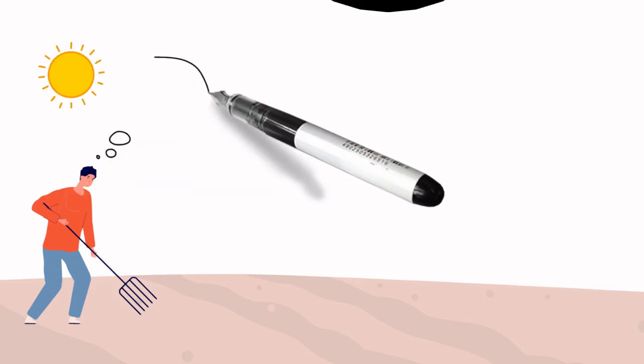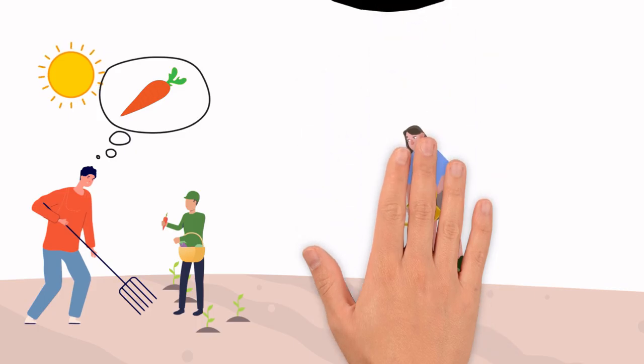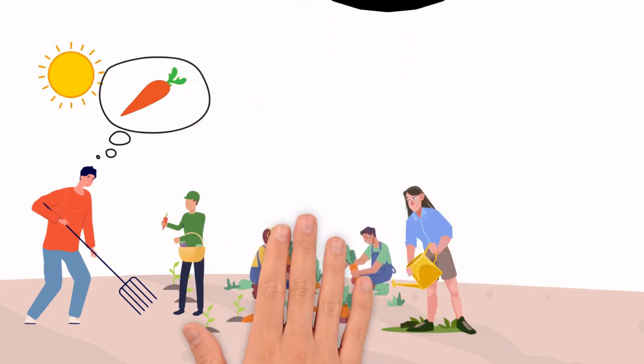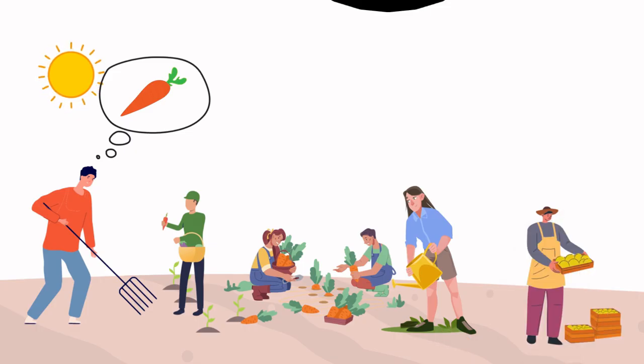Mark himself as he plans which crops to grow each season. Workers planting seeds, watering the crops, and harvesting the vegetables. Helpers washing and packing fresh vegetables into boxes ready for the market. Without human effort, even with land and resources, production wouldn't happen.